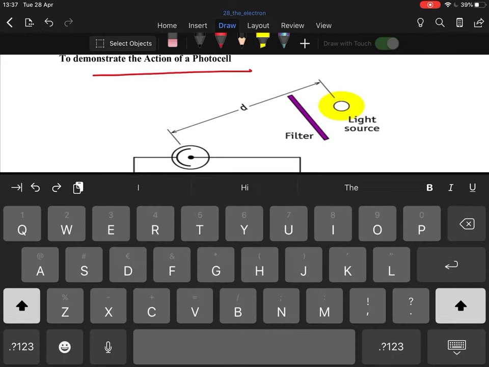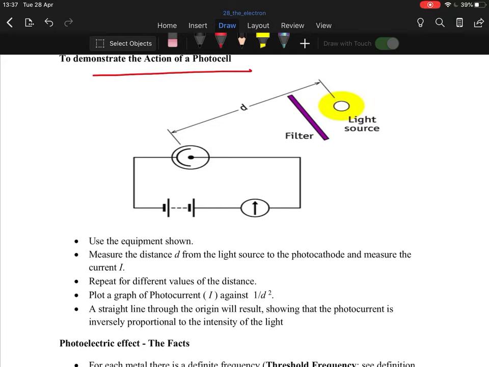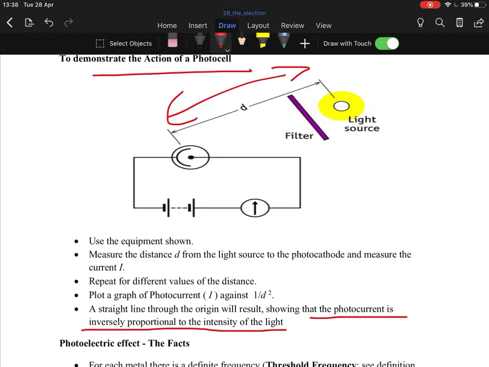So how do you do it? Well, this experiment, demonstrate the action of a photocell, okay? So again, you set it up as shown, okay? And all you simply say is, measure the distance from the light source to the photocathode, okay? Repeat for different distances, so you start really close and push it away, or start really far and bring it close, okay? And plot your graph.